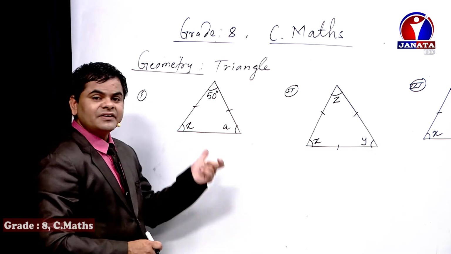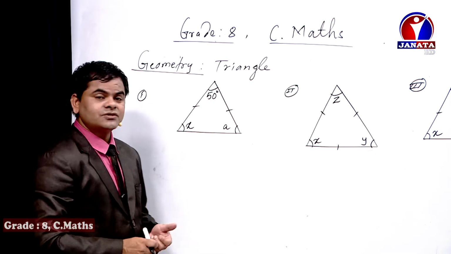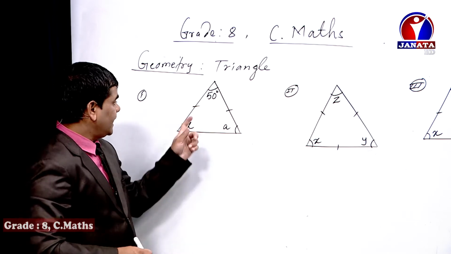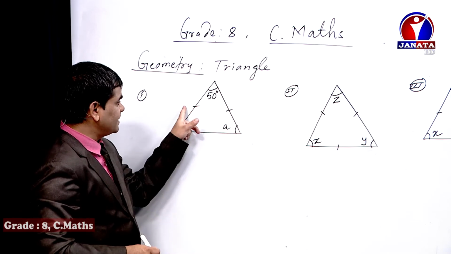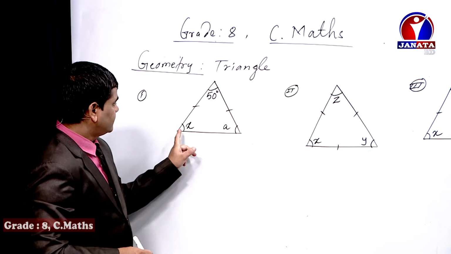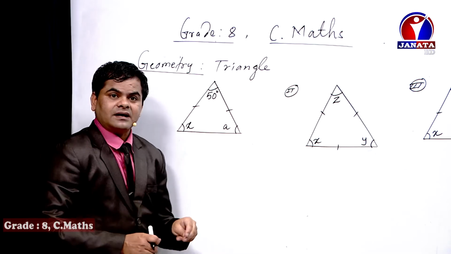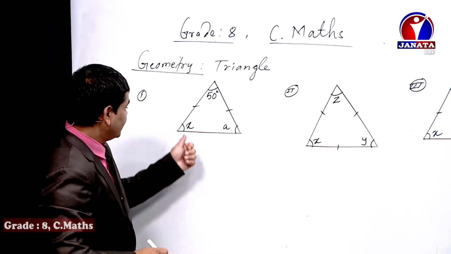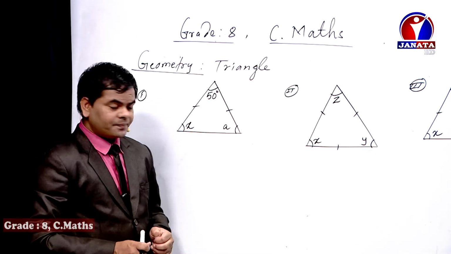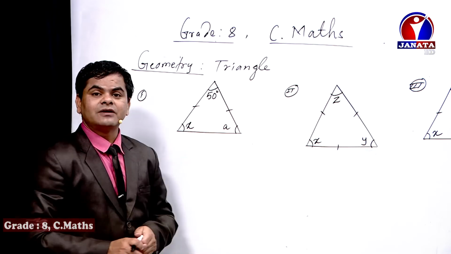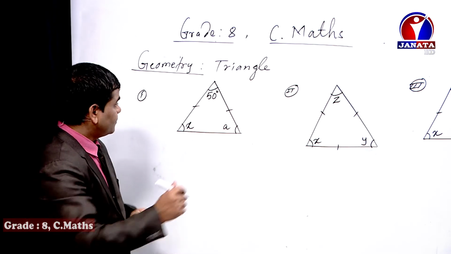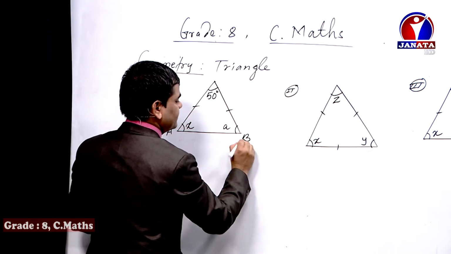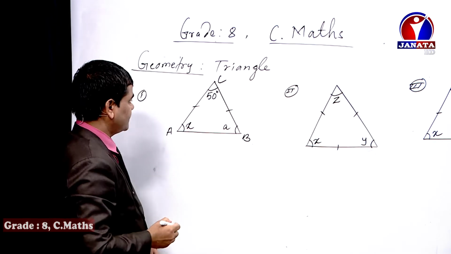When we find out the measures in an isosceles triangle, in this case the vertical angle is given, and opposite to the equal sides, that means opposite to these two sides, the two angles, as I had told, become equal to each other. That means x equals a, and the question is asking to find the value of x and a. So first of all, let's name this triangle A, B, C. Okay, let's do this question.